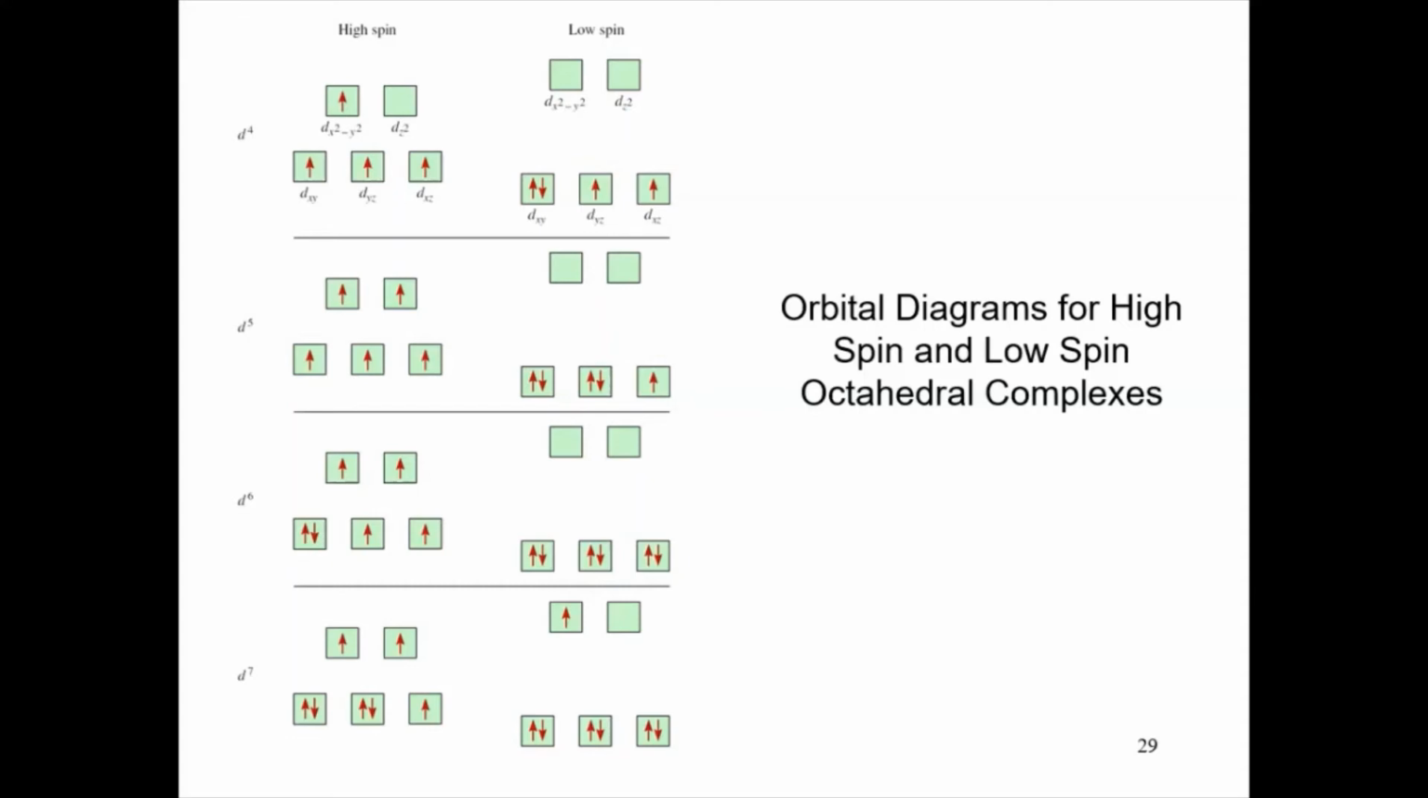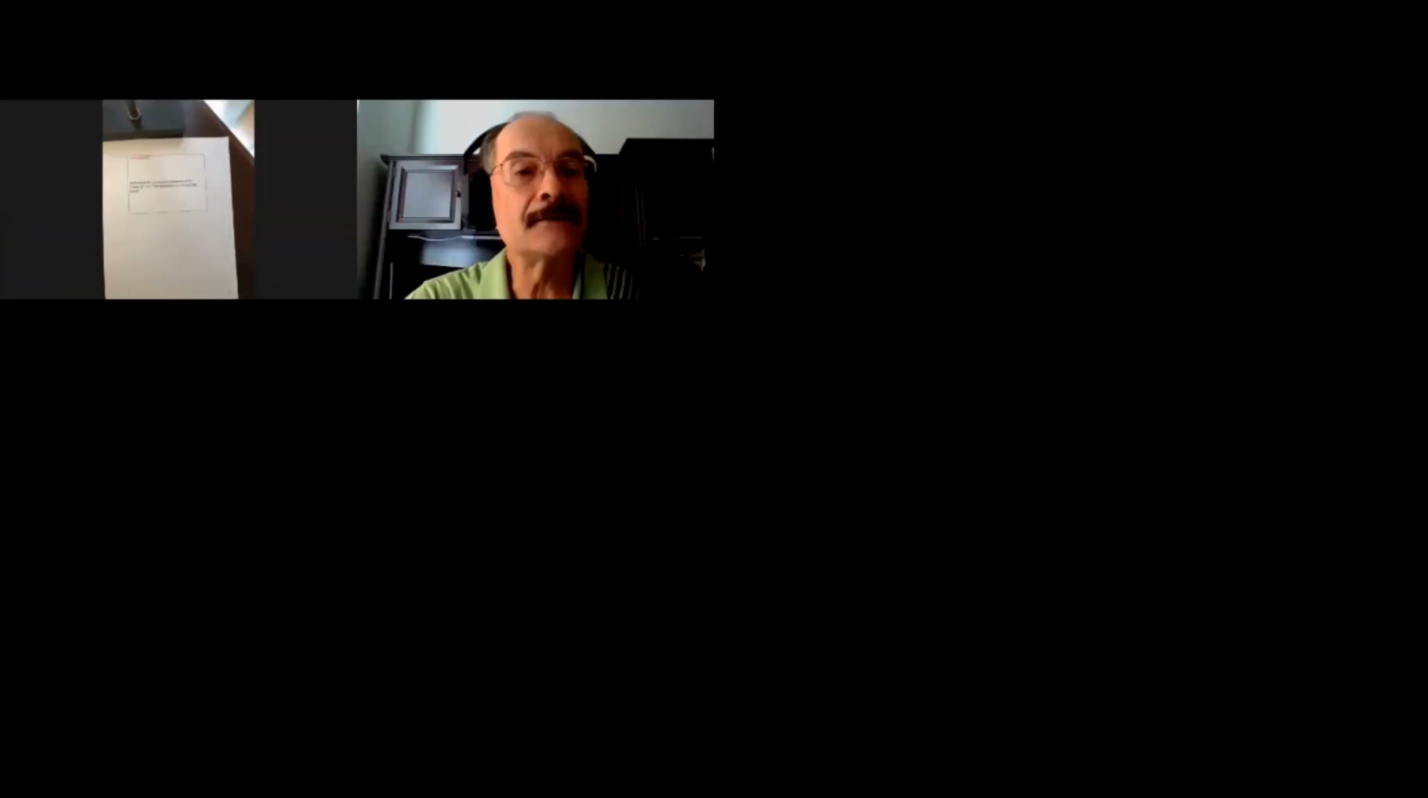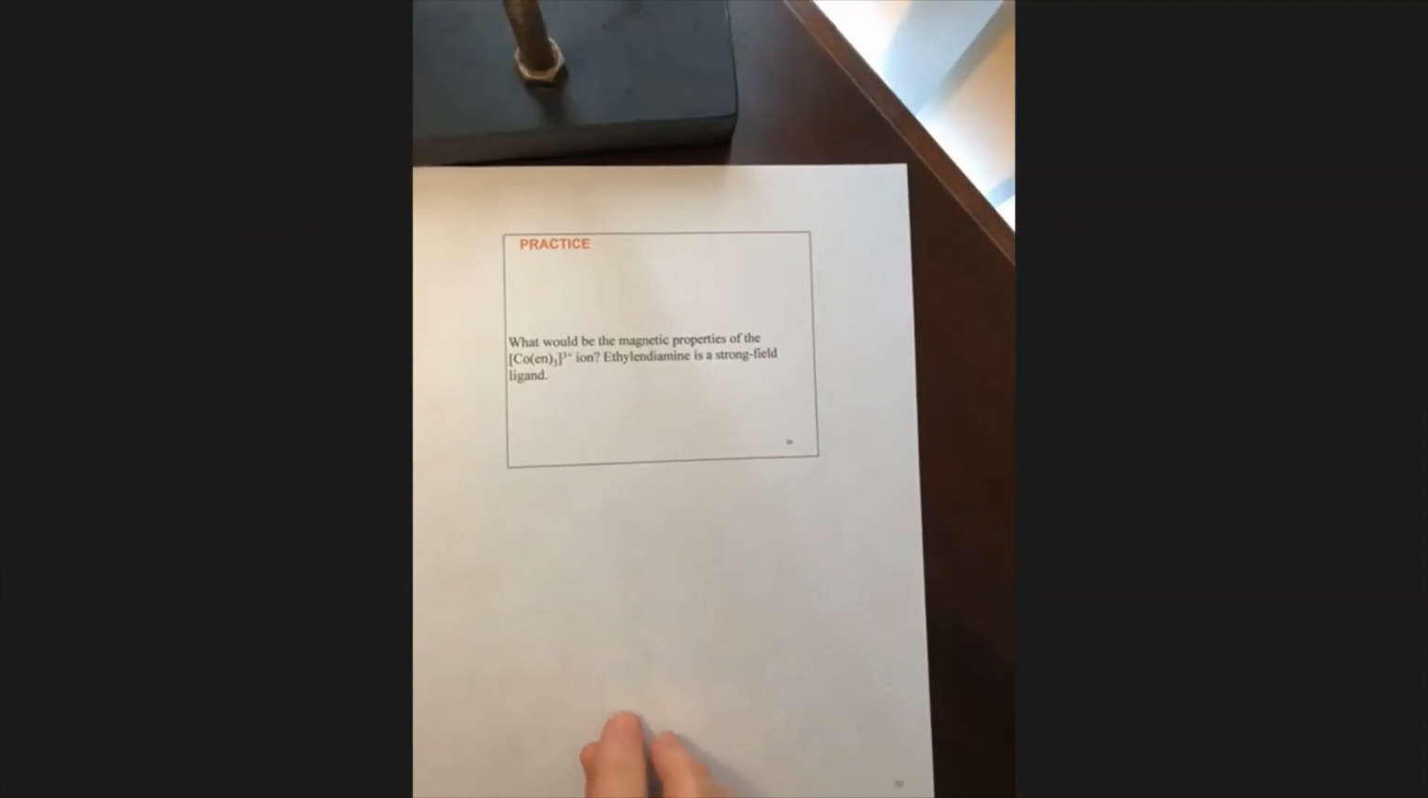Okay, let's see if my camera holds up here and we can do a little practice exercise. Let's see if we can make it work. So here is the exercise we're going to try to do here. Once more, let's hope I can get this to work. Okay, here we go.